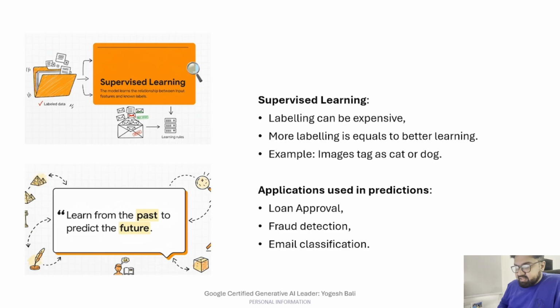So with this labeled data, the software is predicting whether the loan should be approved or not. Fraud detection is also a supervised learning example, and email classification as we discussed, spam and non-spam emails, which we can do using this labeled data in supervised learning.